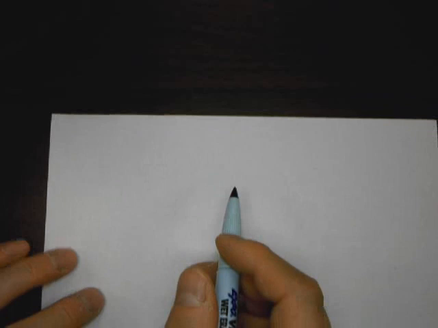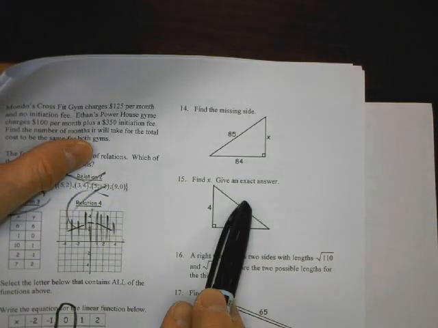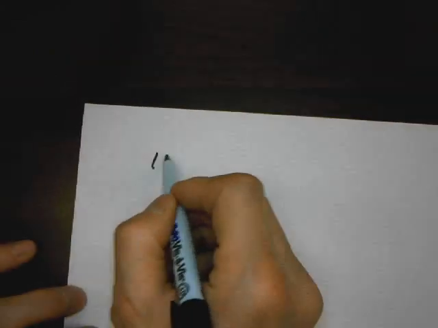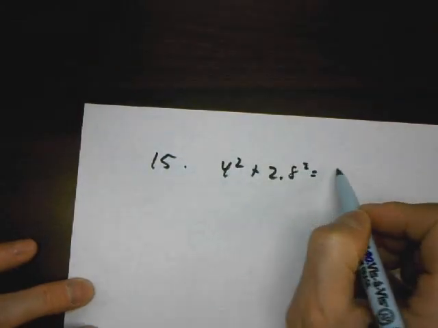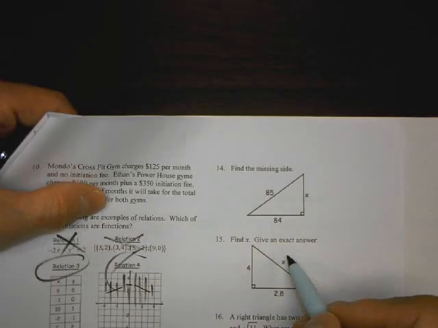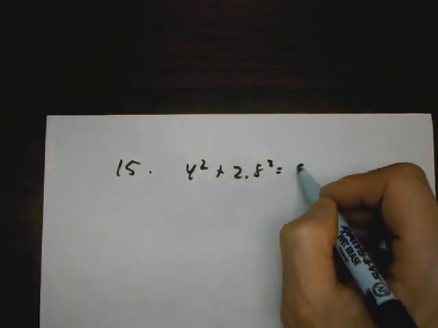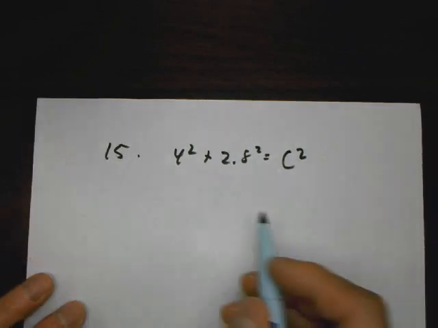Okay, number 15. Trying to rush through all these. Number 15, we have a right triangle, and it looks like they gave us both legs and we're missing the hypotenuse. So for number 15, we have 4 squared plus 2.8 squared equals, now this time we don't have that long side, so that's where our letter has to go. You can use an X or a C, whatever you like.